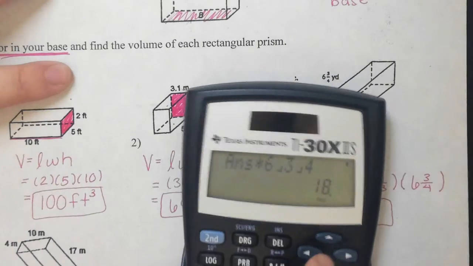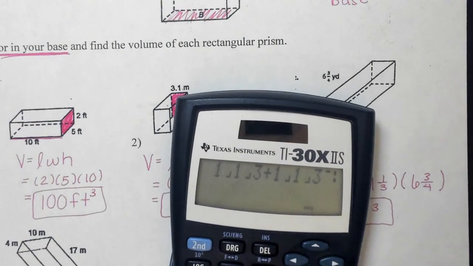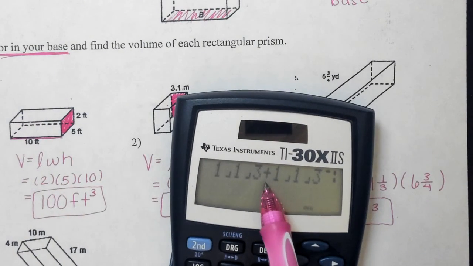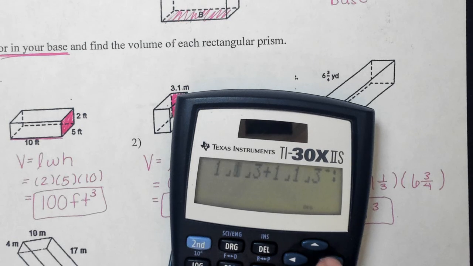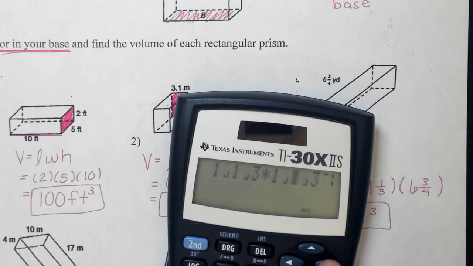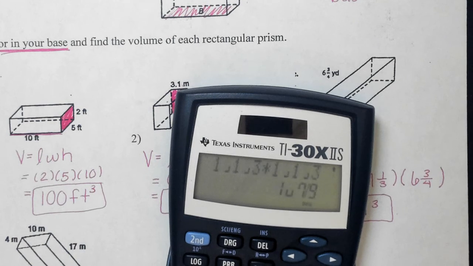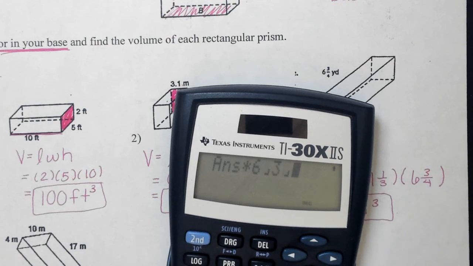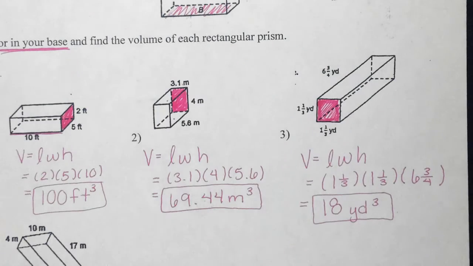Okay, so let's see. I'm going to go up. So we have our up. There's what happened. You put plus. 1 and 1/3. We want to change that to times 1 and 1/3. And then we can do times, what was it, 6 and what? 3/4. Yep, 12 looks good.